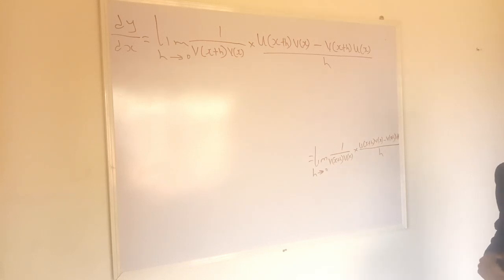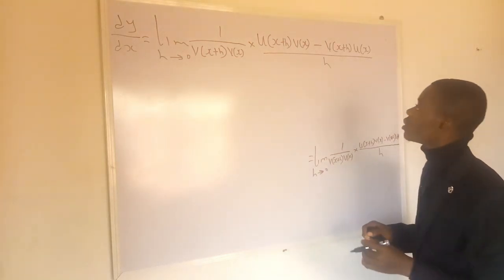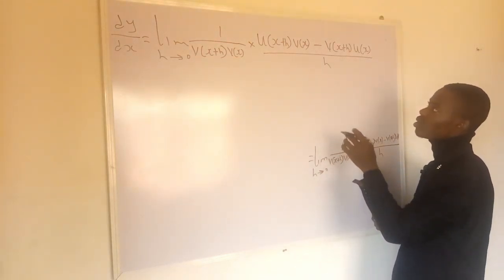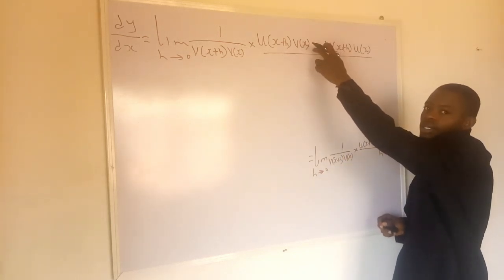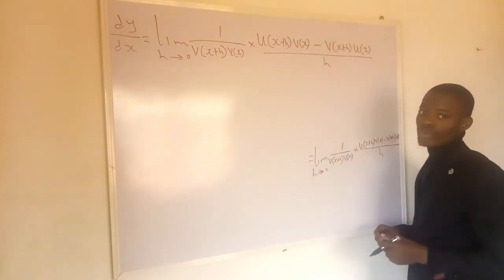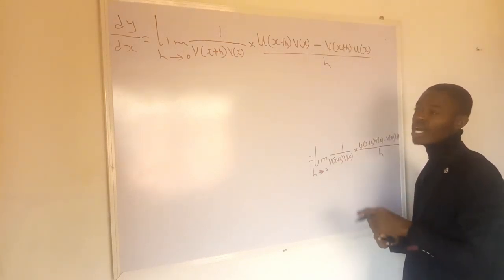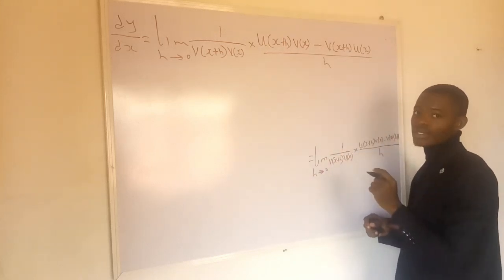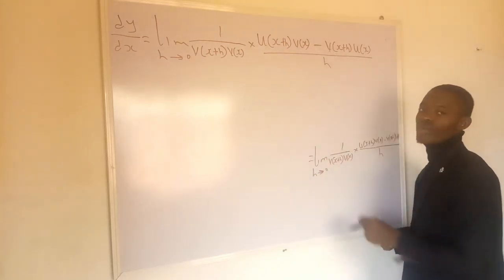Perfect. So now what I'm going to do next is that I'm going to subtract and add u of x times v of x to the numerator. Okay, I'm going to subtract and add u of x times v of x to the numerator of this expression.